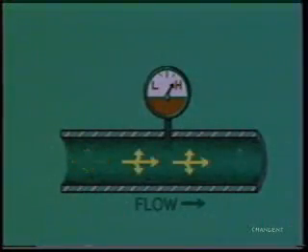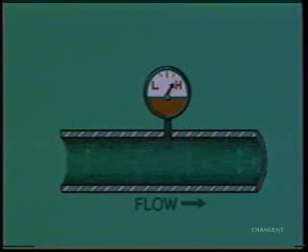Before we talk about the components of a meter station, let's look at some of the characteristics of gas flowing through a pipe. When natural gas flows through a pipe, it exerts a constant pressure against the pipe walls. This flowing pressure is commonly referred to as static pressure.